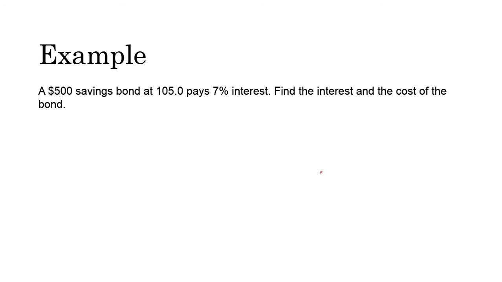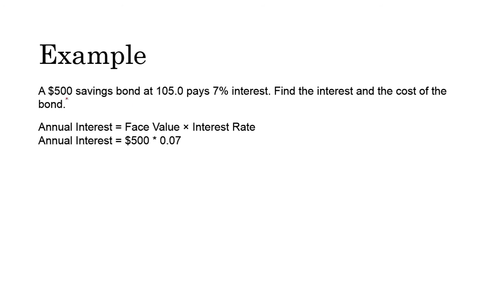Alright, here's another example. This time we are looking for the interest, but we're also looking for the cost of the bond. So the annual interest, same thing as before, we get 500 and we multiply by the percent, which is 7%, and we get the annual interest to be $35.